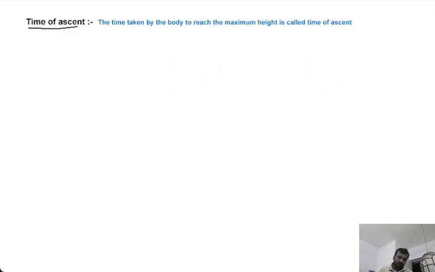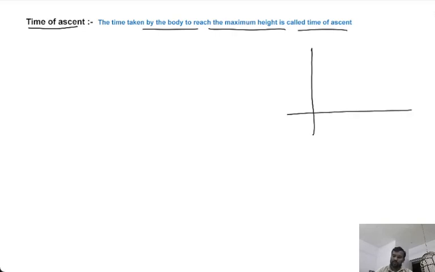Next topic, time of ascent. Time of ascent means the time taken by the body to reach the maximum height. Now observe this diagram: the time taken by the body to reach maximum height. From this point to this point, how much time is taken? That time is called the time of ascent.